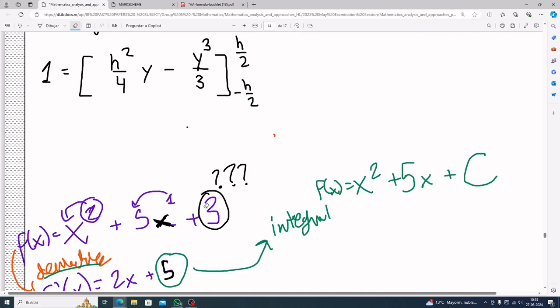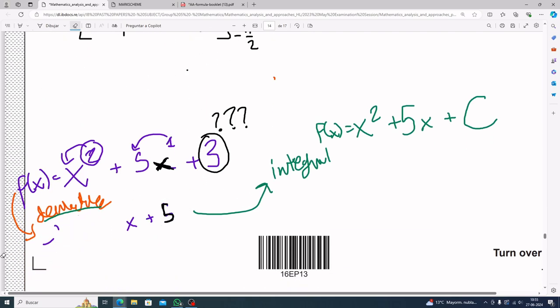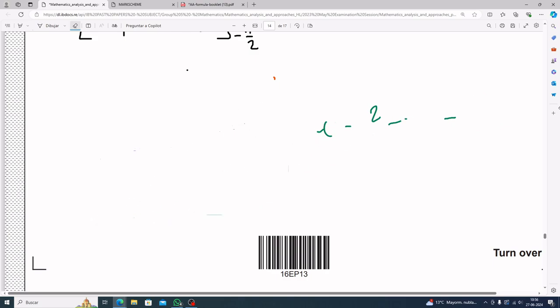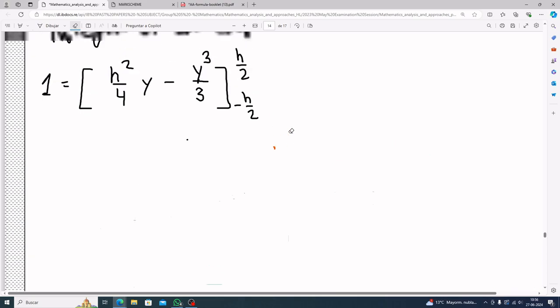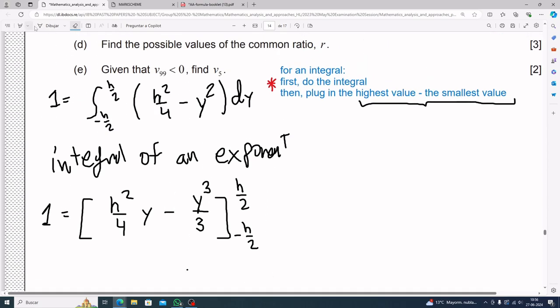See? And here you don't consider the plus c because you are evaluating it between a minimum and maximum, right? If it were an indefinite integral, I think it's what it's called, when it doesn't have the boundaries, then yeah, you need to put the plus c. But in this case, because we're evaluating with actual numbers, like this minimum and this maximum, you don't put the plus c. See? Now, how does that work?